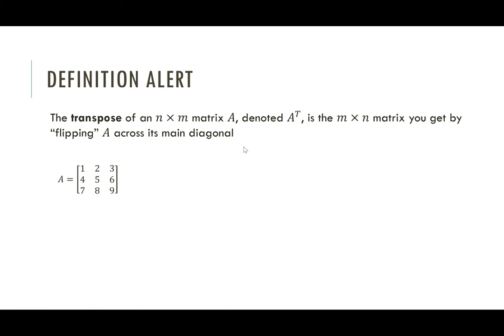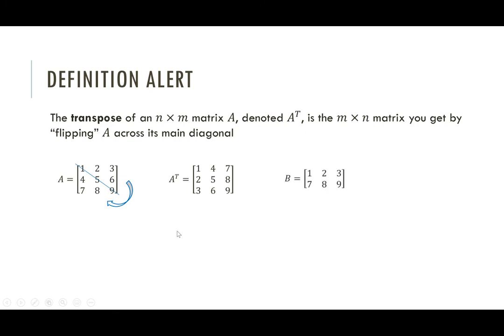Suppose we have this matrix A: 1, 2, 3, 4, 5, 6, 7, 8, 9. Draw a line down its main diagonal and flip the entries across the diagonal. By that I mean the diagonal itself is going to stay where it is, so it stays 1, 5, 9. But then you flip 2 and 4, so now 2 is in the first column and 4 is in the first row, as opposed to 4 in the first column and 2 in the first row. Similarly, 3 and 7 get flipped, and 6 and 8 get flipped.